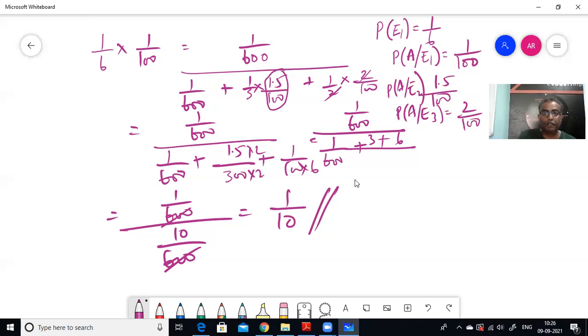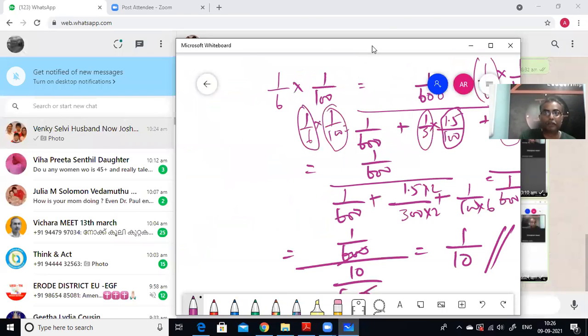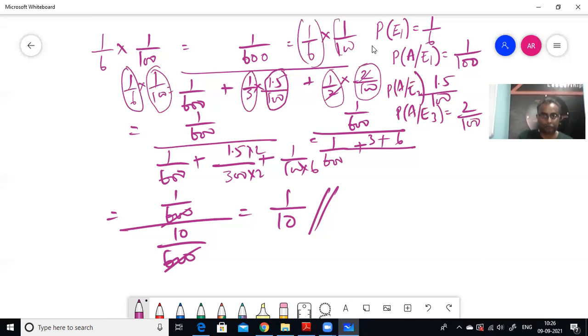P of A given E3, P of A given E2. This is 1/6 into 1 by 100, 1 by 600. This is P of A given E1. This is P of E1. This is P of E2. This is P of E3. Same way, upper one also 1/6 by 1 by 100. This is P of E1. This is P of A given E1. See, the calculation is not a big problem.